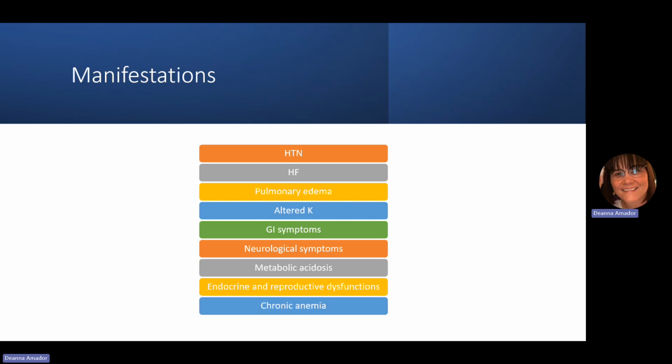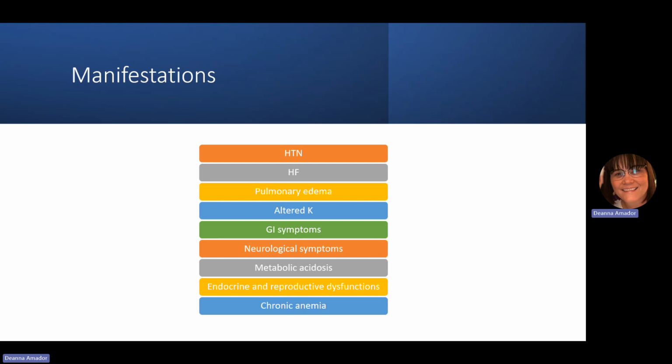So some manifestations of chronic kidney disease: a lot of times you'll see patients with hypertension, high blood pressure, because they're retaining fluid. They can a lot of times present with heart failure, pulmonary edema. We talked about altered potassium levels being too high. They can have GI symptoms, neurological symptoms. They're not clearing their waste, so they can become very altered neurologically. Metabolic acidosis and endocrine reproductive dysfunctions, and also chronic anemia.